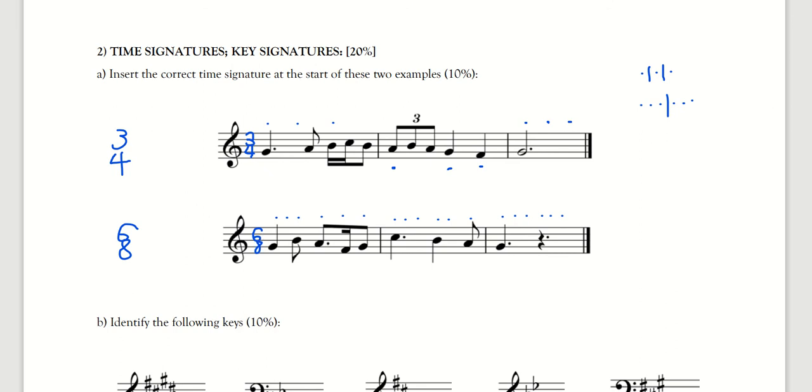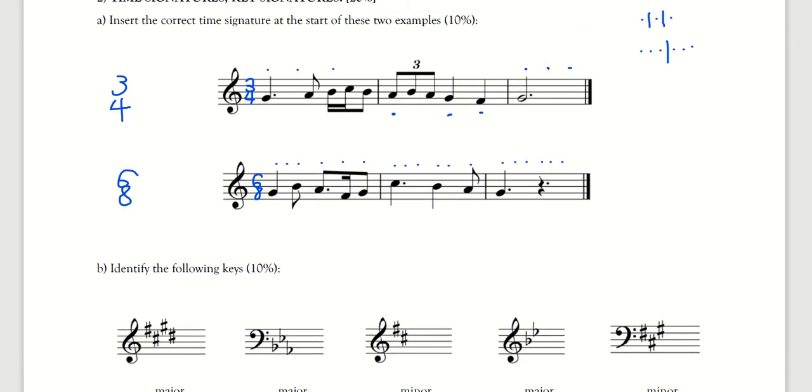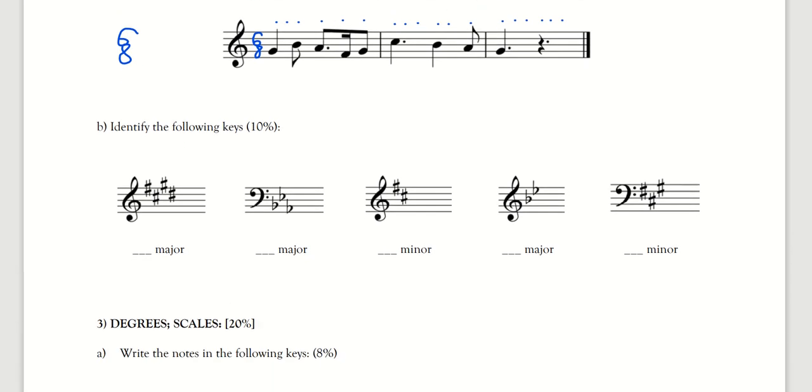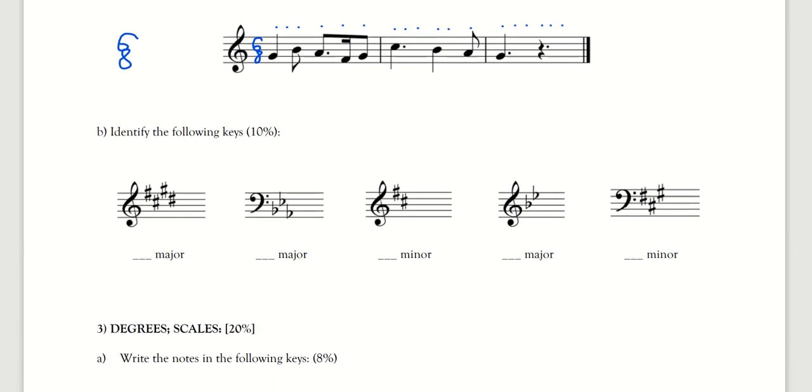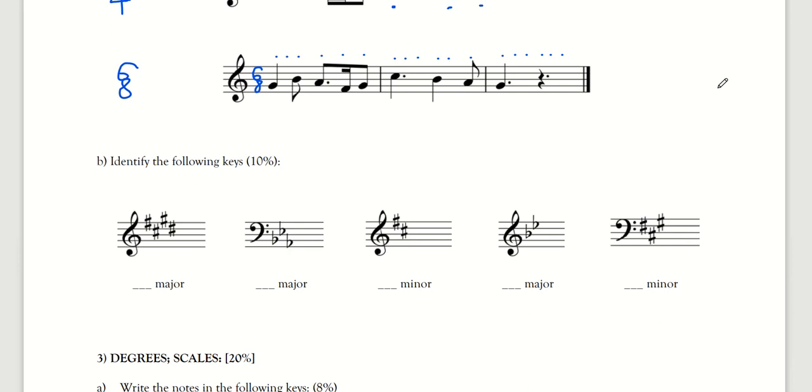Lovely. So that is the time signatures done. Let's move on to the keys. So if you don't know already, I would recommend learning something called the circle of fifths, because it makes life very easy, particularly in exams. So I'm going to quickly write one out here.